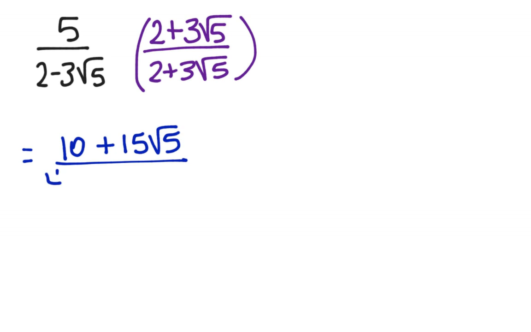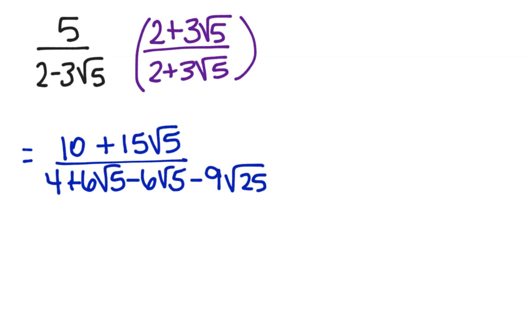Denominator, 2 times 2 is 4. 2 times 3 radical 5 is plus 6 radical 5. Negative 3 radical 5 times 2 is negative 6 radical 5. Negative 3 times positive 3 is a negative 9. And radical 5 times radical 5 is radical 25. Once again, that's really just 5. So if I look at this minus 9 times 5, it's really minus 45.